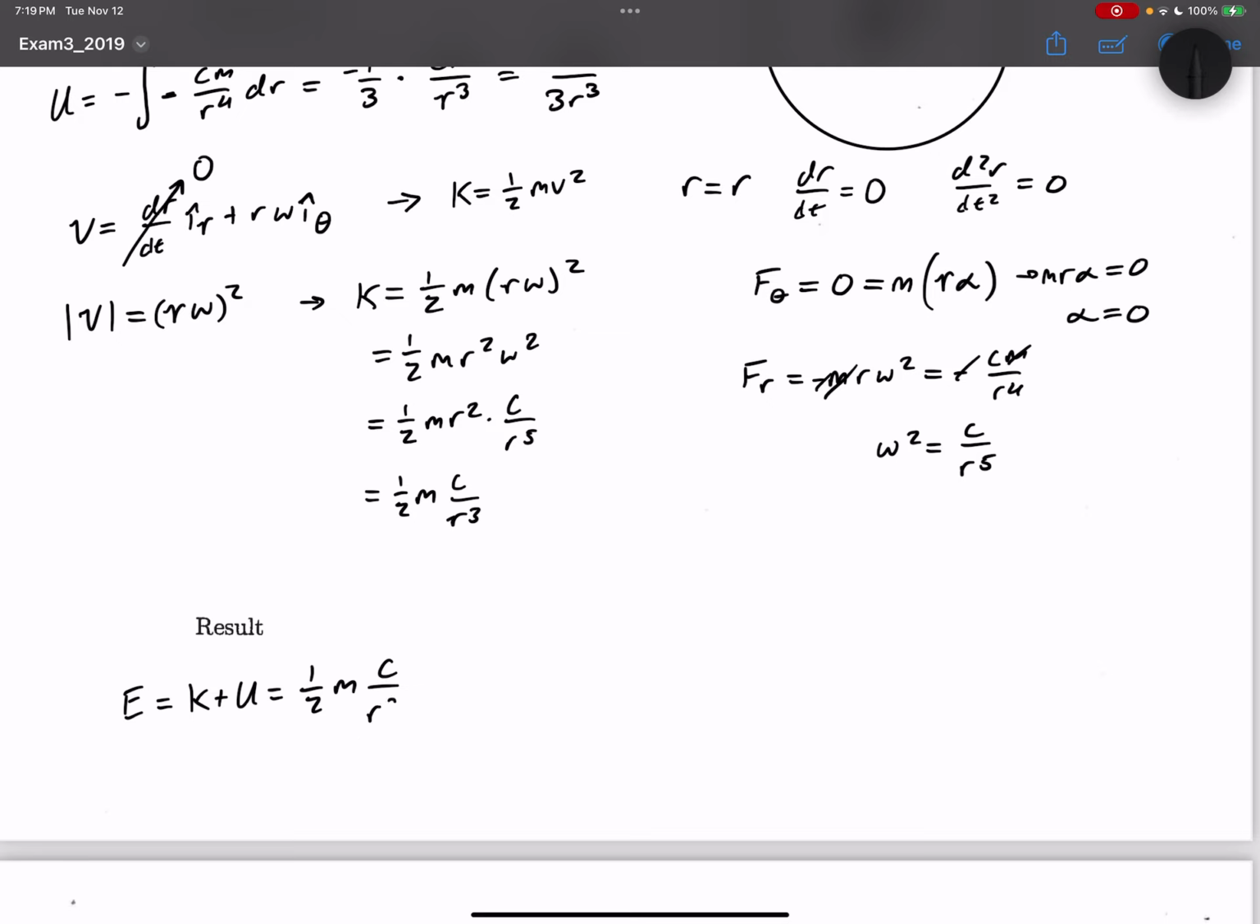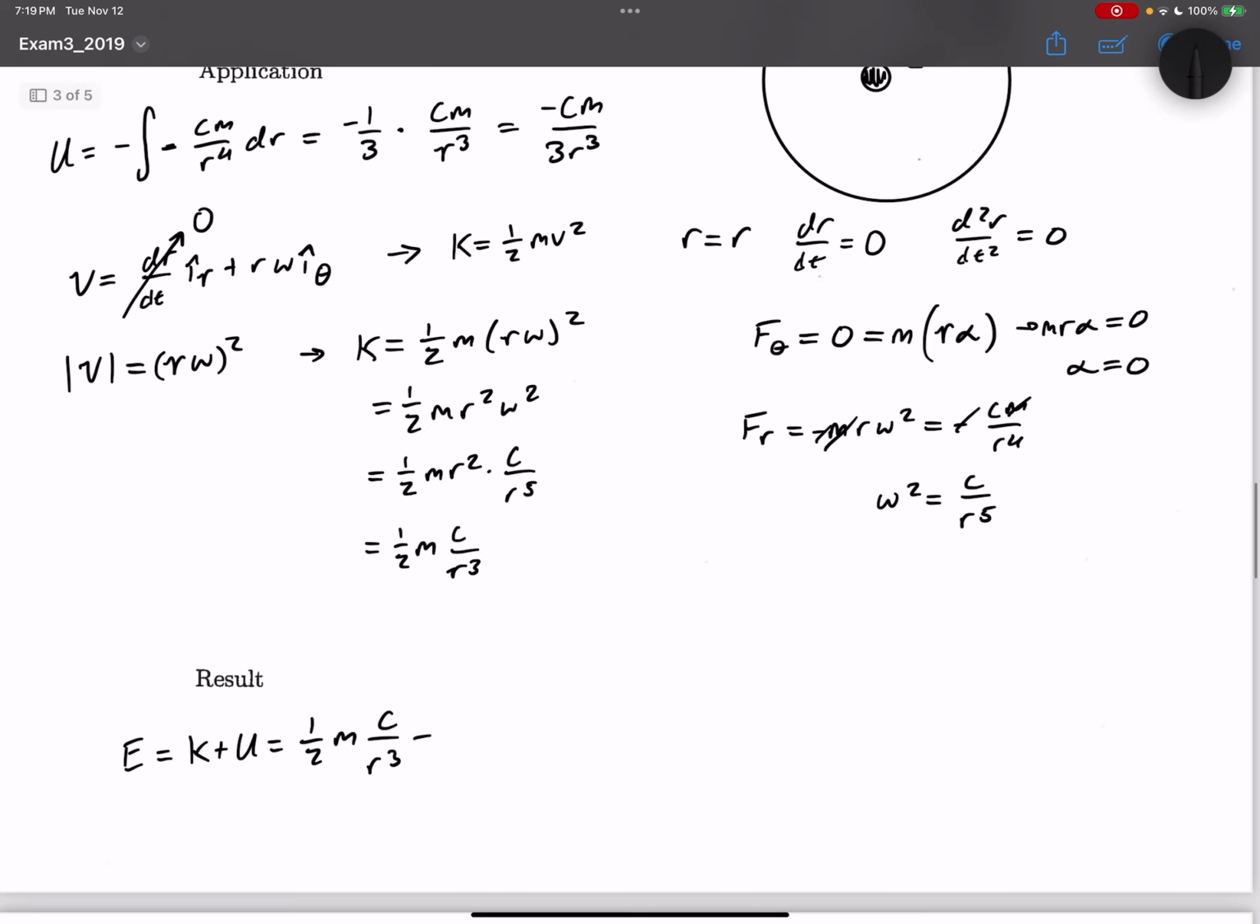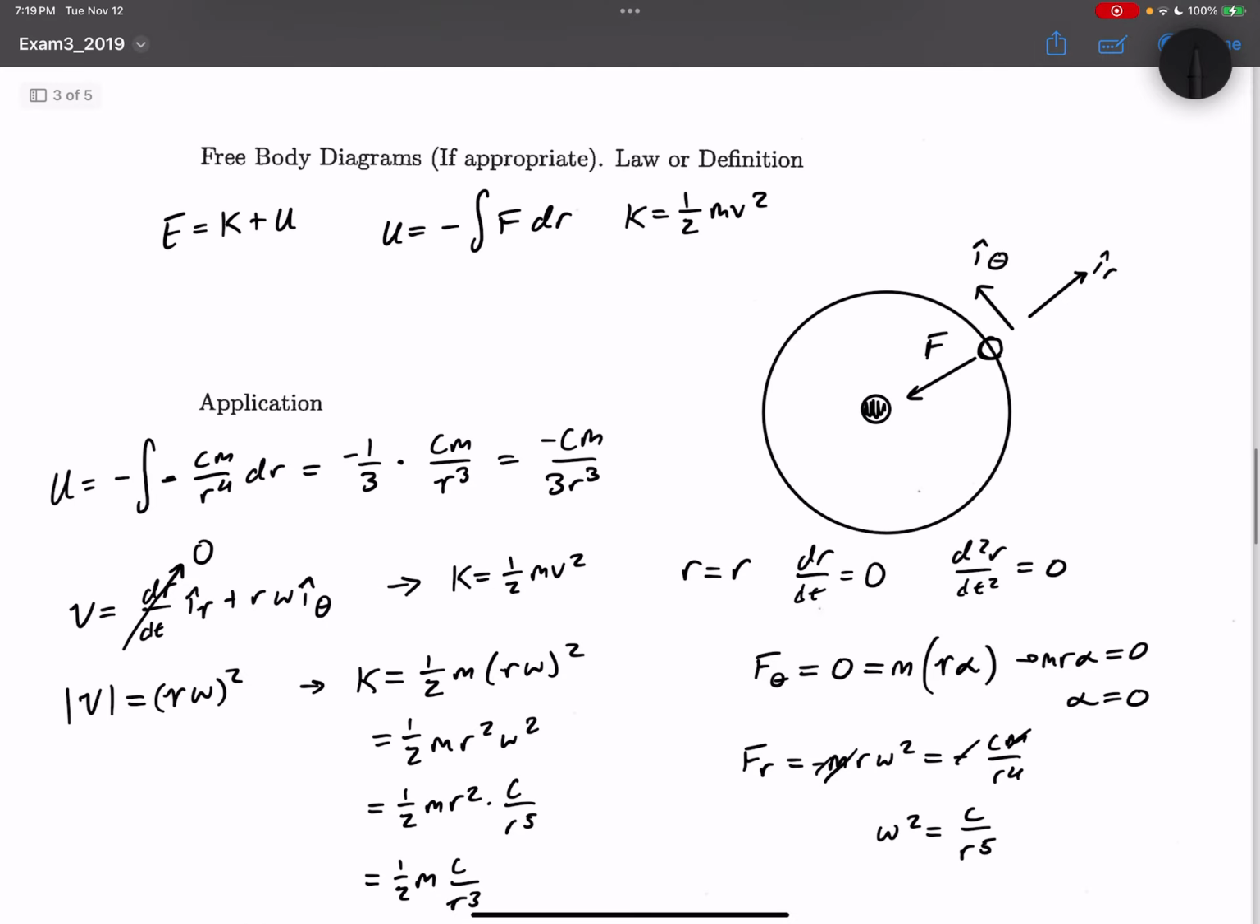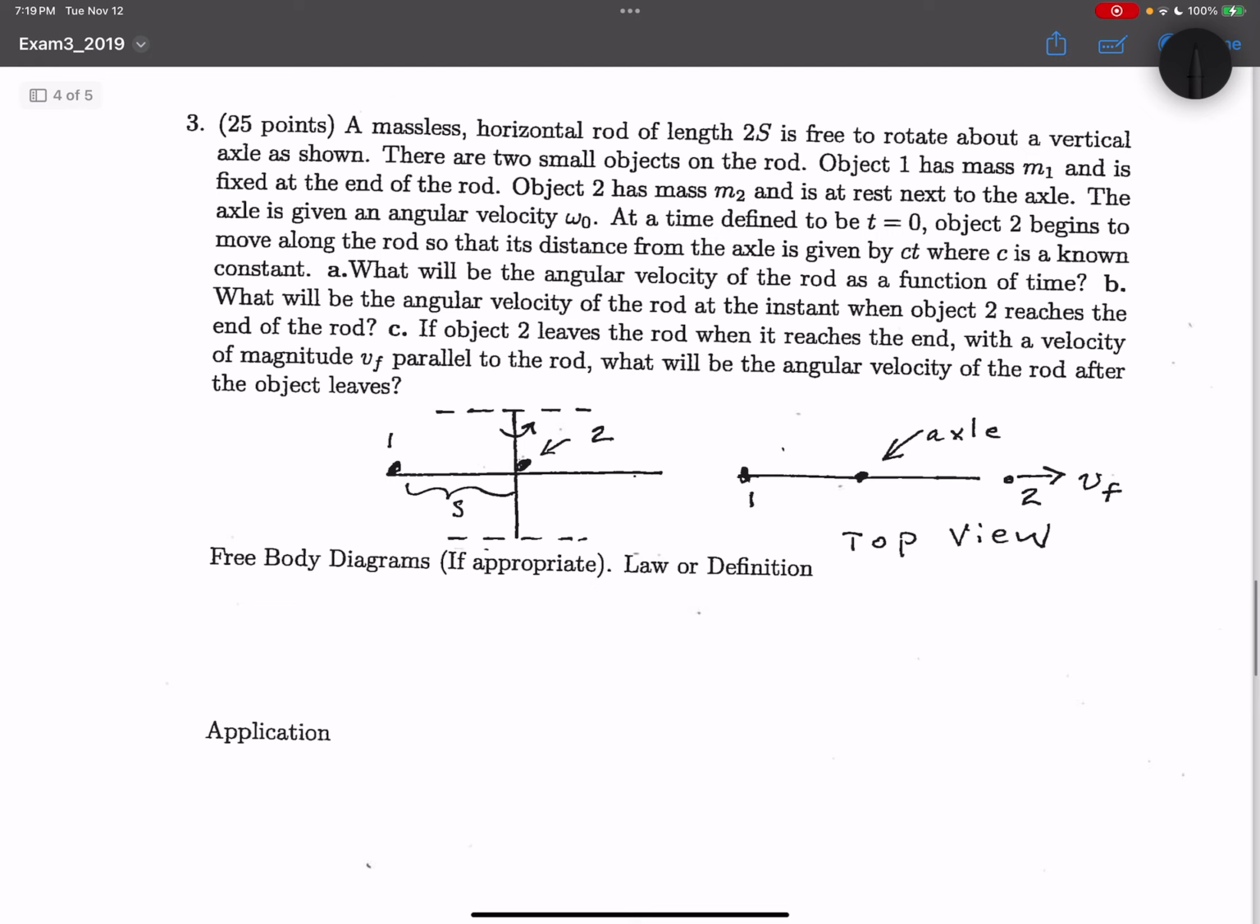C over r to the 3rd power minus cm 3r cubed. Okay, so that's our answer. Yes. Okay, cool. Now moving on.